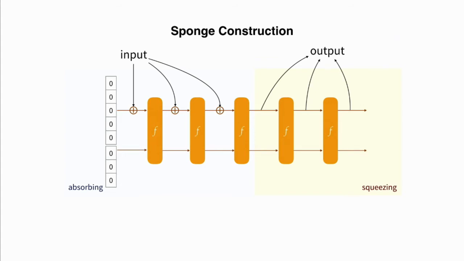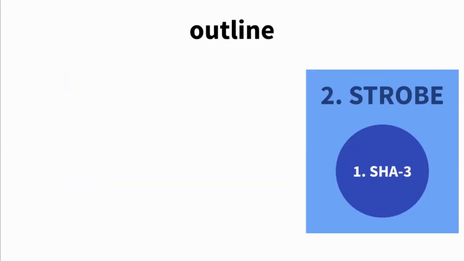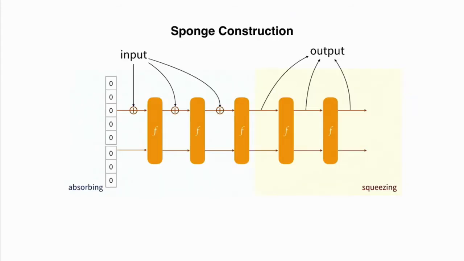And now that I got that out of the way, I'm going to explain STROBE. All right, so I'm going to use this sponge thing to build more than that. So going back to that slide, remember I absorb my input and then I squeeze it to create an output. But what if I don't stop here and I just continue and start absorbing again, and then I squeeze again, and then I absorb again and then I squeeze again?